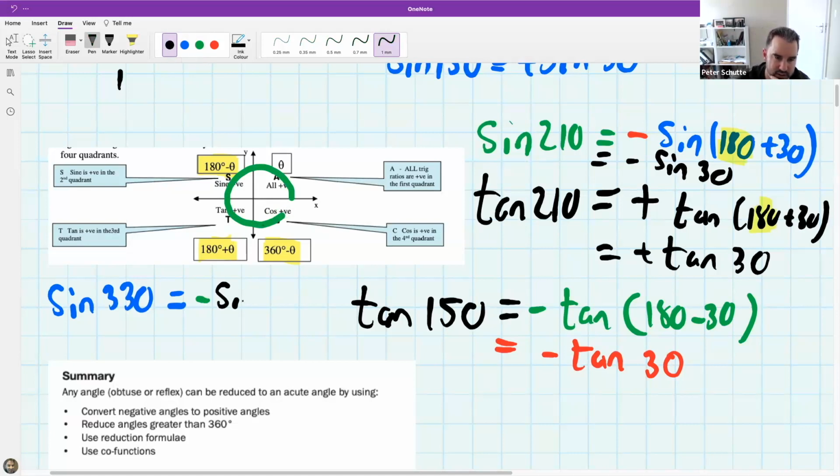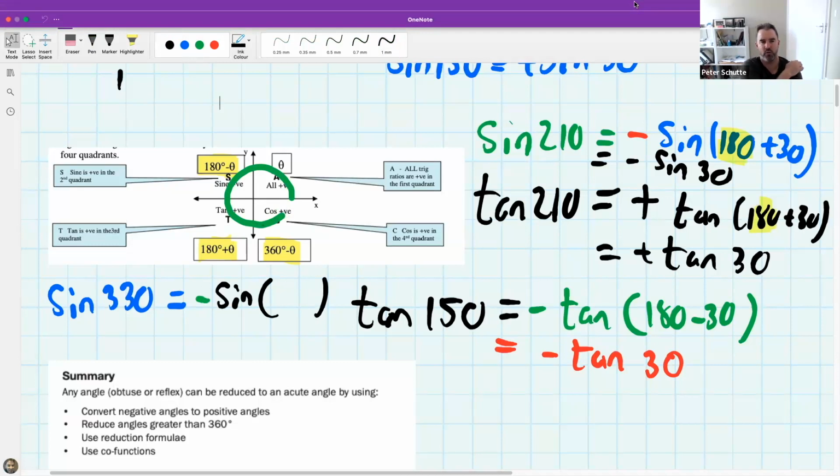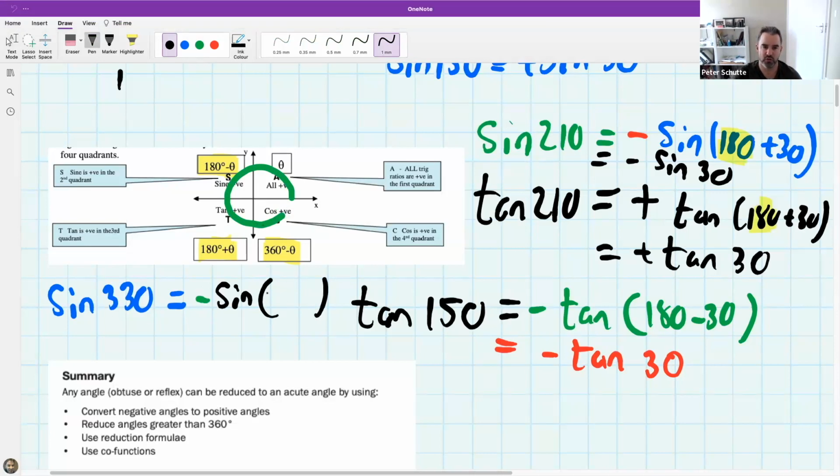And I'm going to write sine. But now what am I going to write inside this space over here? I can't change the angle, but I want to use the reduction formula. So I go 360 minus 30. Yep. And that's because 330 is the same as 360 minus 30. And then what's my last step going to be? It's going to be to reduce this to minus sine 30.